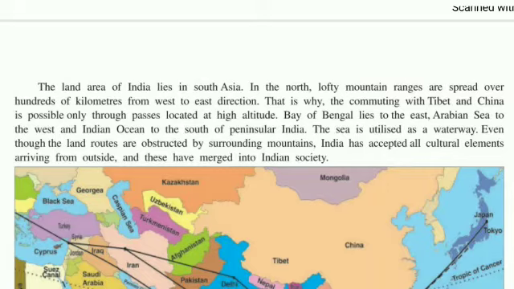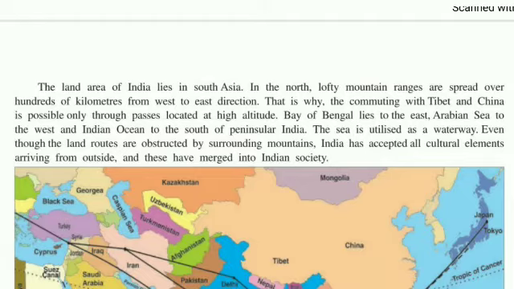ठीक है, that is why communicating with Tibet and China is possible through the passage located at the high altitude. And as I missed one line, in the north, lofty mountain ranges are spread over hundreds of kilometers from west to east. ठीक है, यानी पश्चिम से पूर्व की तरफ हमें हिमालय रेंजेस देखने को मिल जाती है, जिससे हम तिब्बत और चाइना से ईजीली, right, it is passing through the higher altitude. ठीक है, जहाँ अभी आपने इंडिया और चाइना का विवाद भी देखा होगा.